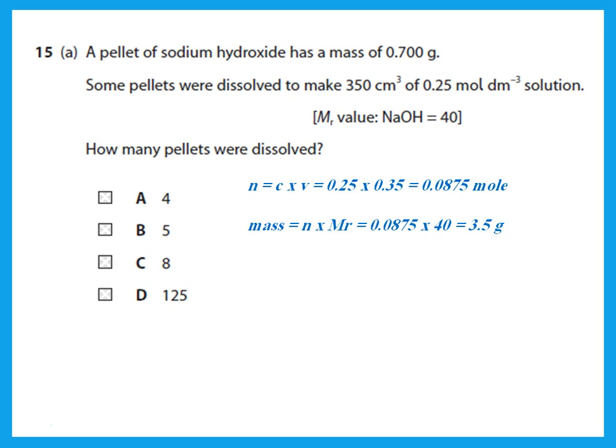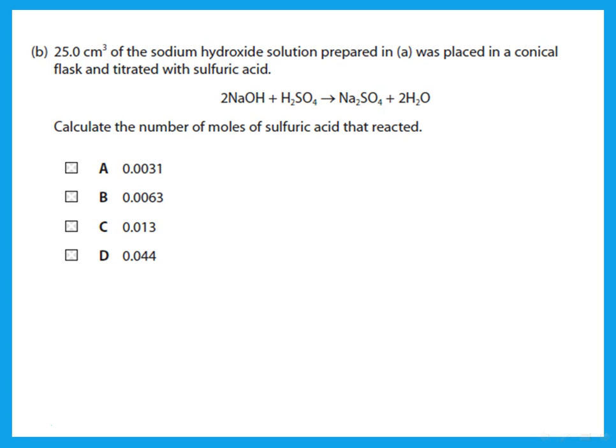So if each pellet is 0.7, how many pellets will I need? I divide the 3.5 by the 0.7, and that says that I need 5 pellets. Then he continues the same question and says he has 25 cm³ of that sodium hydroxide solution. It was placed in a conical flask and titrated with sulfuric acid. Calculate the number of moles of sulfuric acid that reacted.